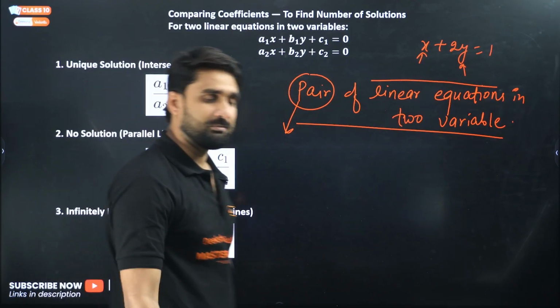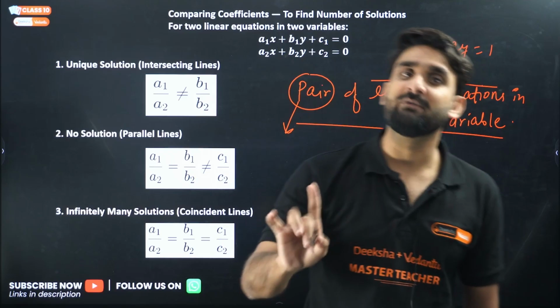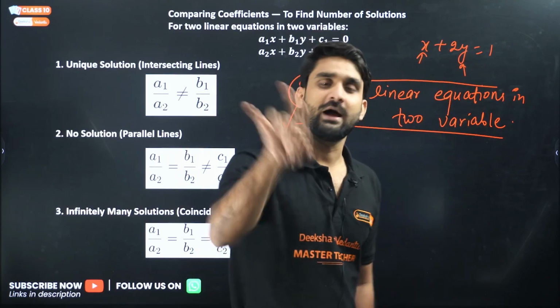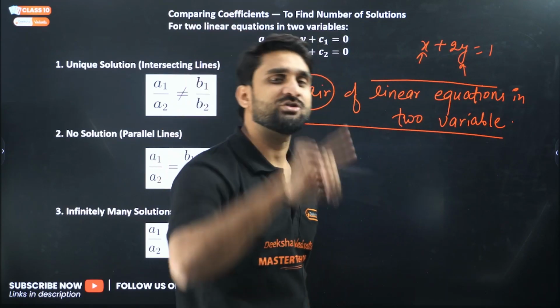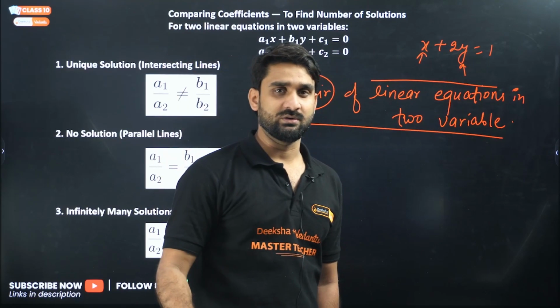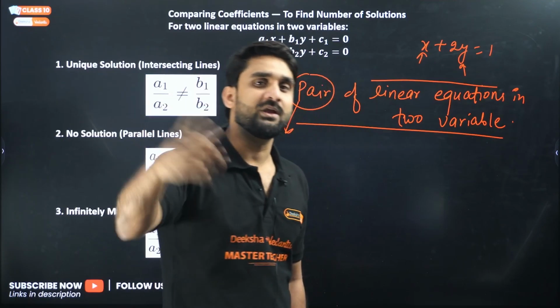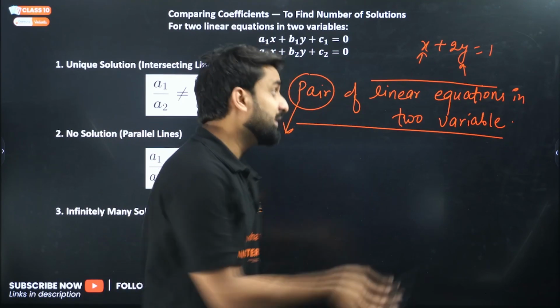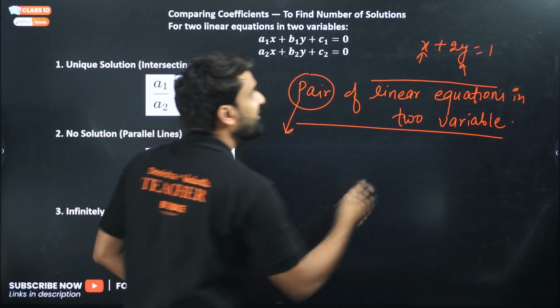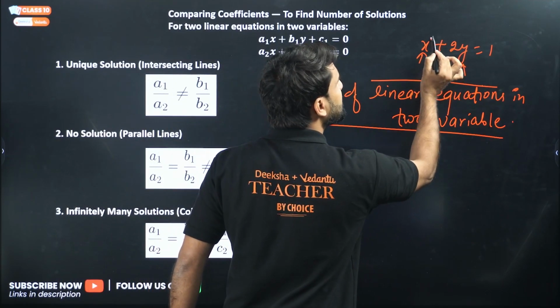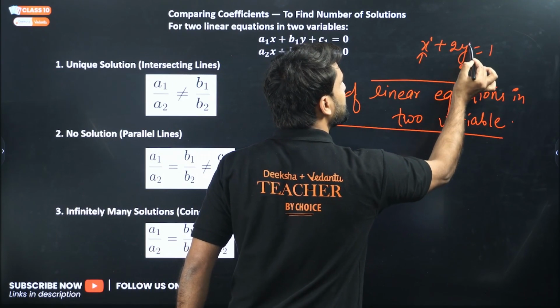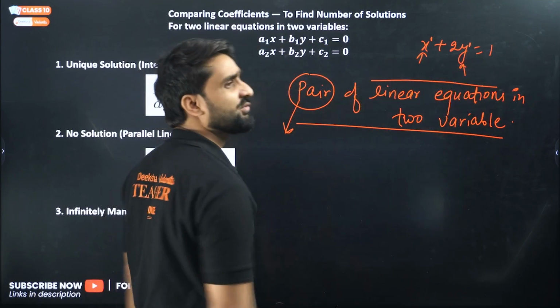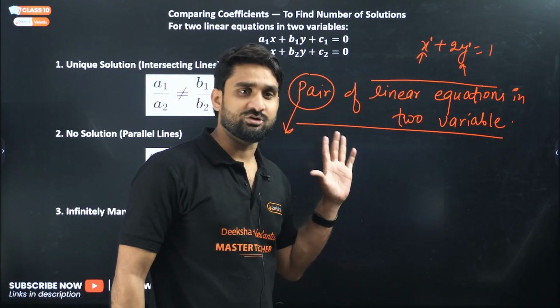Yes, the highest power must be 1. If the highest power is 2, the equation will be called a quadratic equation. If the highest power is 3, the equation will be called a cubic polynomial, cubic equation. But in this chapter the power will be 1, nothing written means 1 is there, and that is the reason why we call it a linear equation.